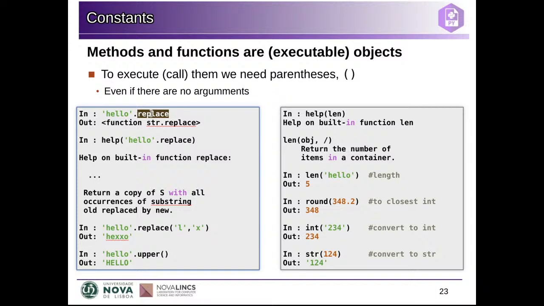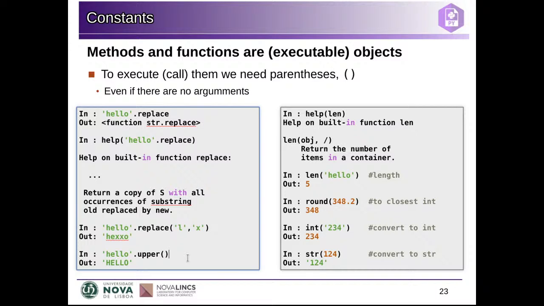But I am not telling Python to execute the function. I'm talking about this function. If I want to execute the function, then I need to add parentheses, either also including arguments. For example, replace needs what string to find and what string to replace it with. In this case, L replaced with X. Or if it has no arguments, I just put parentheses there, open and close parentheses.